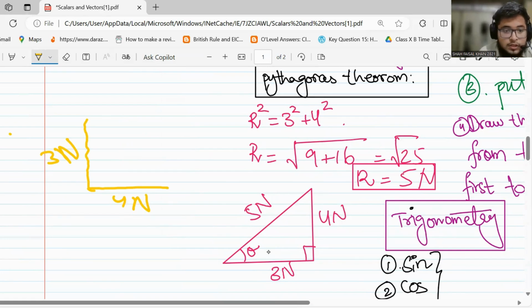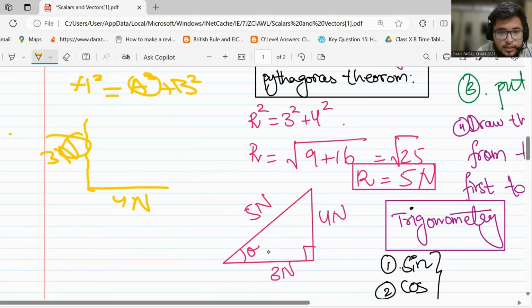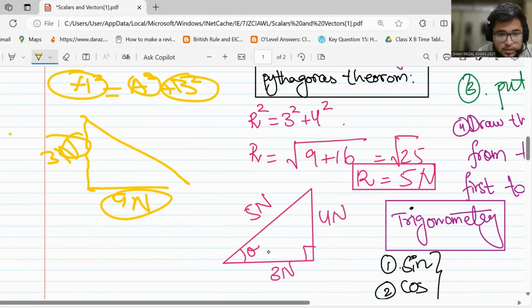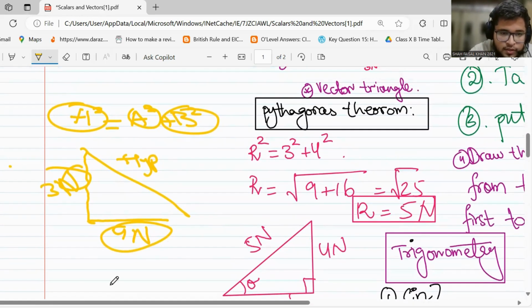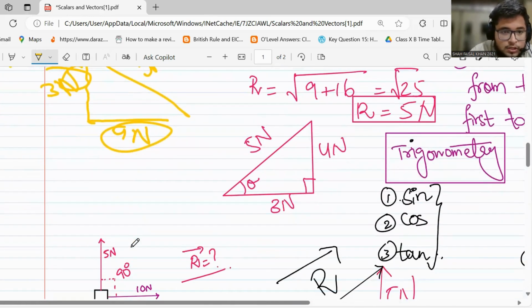In this, we use the Pythagoras theorem. What is it? h square is equal to a square plus b square, right? a square is the height, b square is the base, and h square is the hypotenuse. In the Pythagoras theorem, if two sides are given, we find the third side. So in this, it is 3 Newton and 4 Newton.